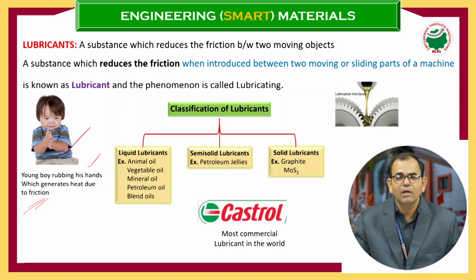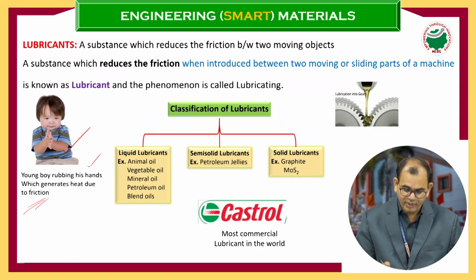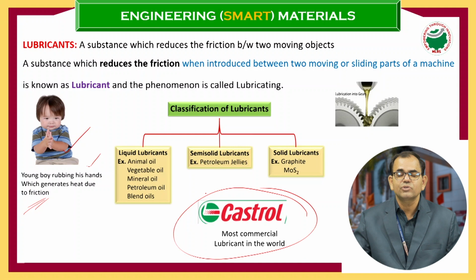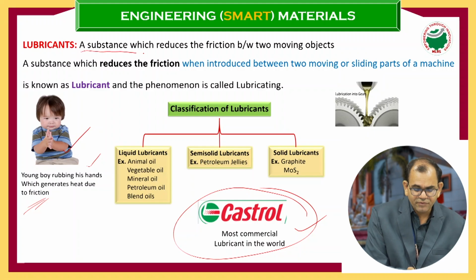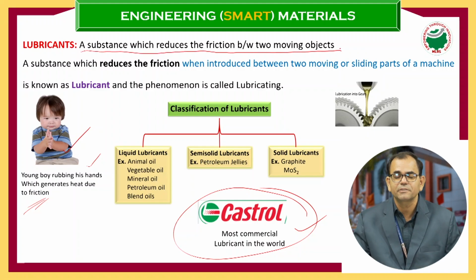Whenever there are two moving objects in machinery, there will be heat generation, and due to that heat, the machinery will be damaged. So to avoid that friction, we use lubricants. What kind of lubricants? Here we can see the most widely used lubricant, castor oil. There are so many oils. Disclaimer, I am not advertising any commercial products here. To help BTech students understand, the best example is castor oil. What does it do? It is a substance which reduces the friction between two moving objects.